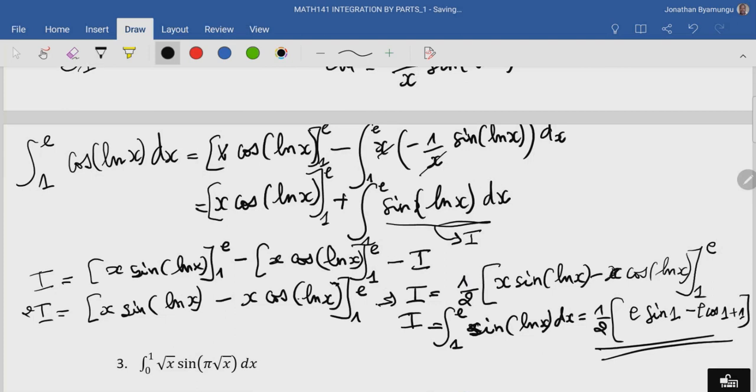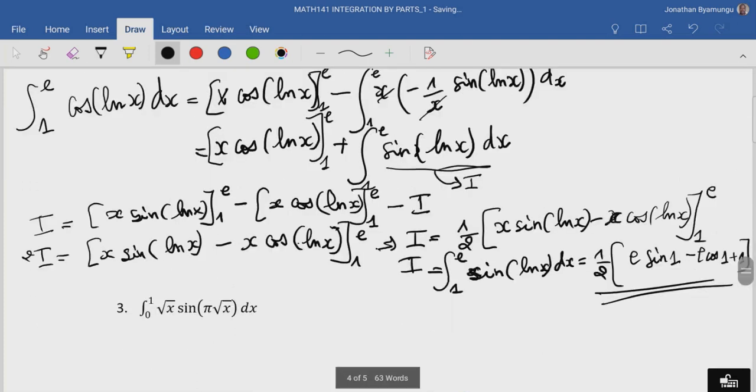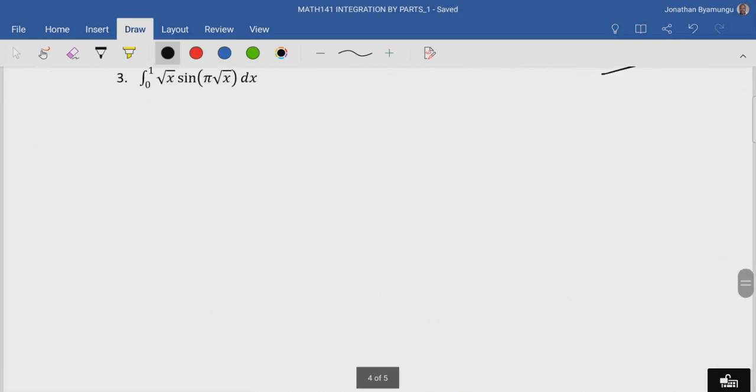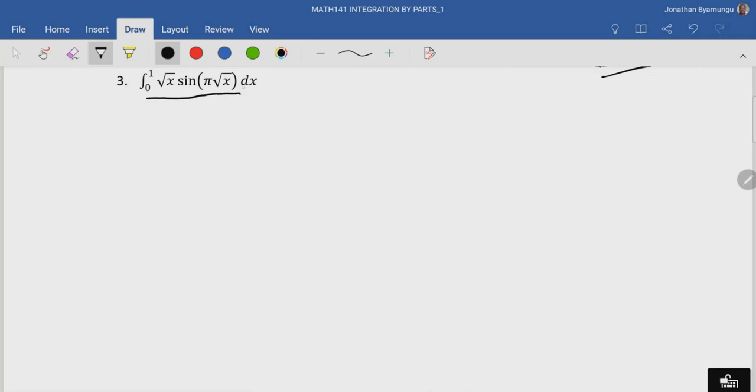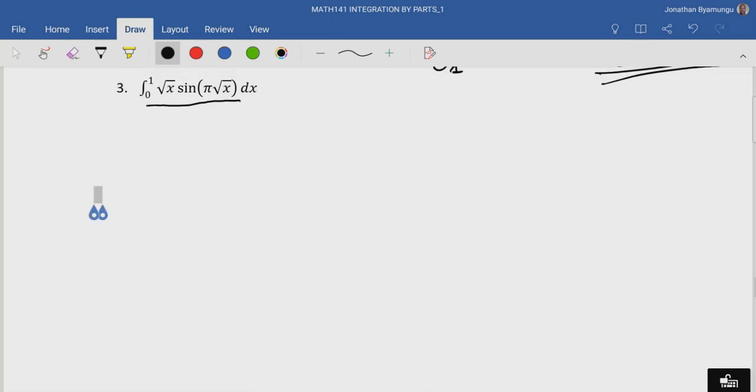And yeah, let's move on to the next example, which is asking us to find the integral from 0 to 1 of the square root of x multiplied by sine of pi times square root of x. So how do we go about this? Well, we use the same logic.